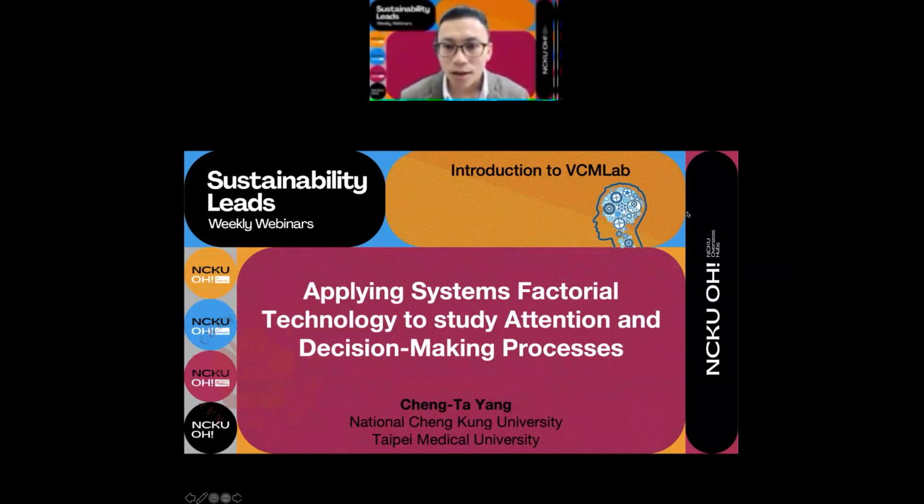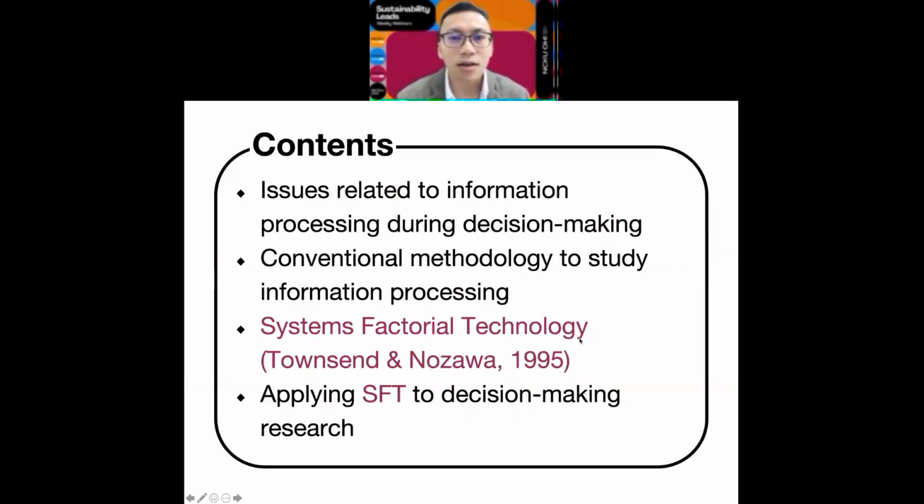This is the outline of my talk. First, I will summarize issues related to information processing during decision making. I will introduce several conventional methodologies to study information processing. And I will give you a very brief introduction to systems factorial technology, which was developed by Townsend and Nozawa in 1995.